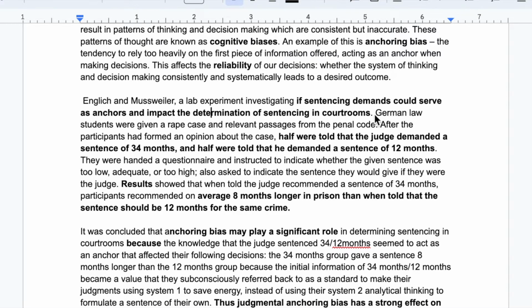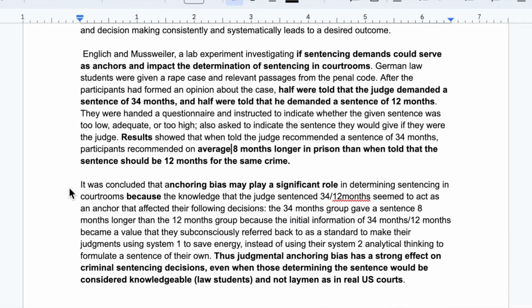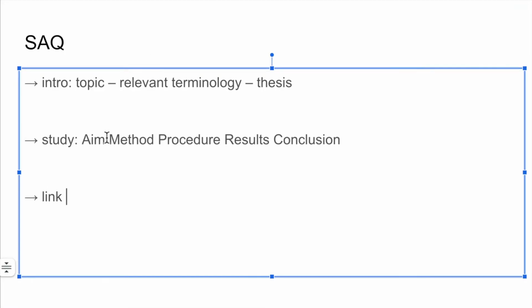And this was what it was. German law students were given a rape case and passages from the penal code, and they were told these scenarios and things like that. So this is the P, the procedure part of the AMPRC, and then this is the results, the R, and then C. It's dedicated here.